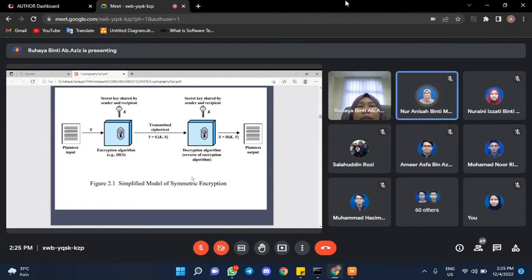Yes, understand. Yeah, it's simple because it just uses one secret key. So you change the plain text with the secret key, and then you transmit the ciphertext. You send it to the receiver, and the receiver has the secret key, so they can decrypt the ciphertext and change it to the plain text. So it's simple, symmetric.